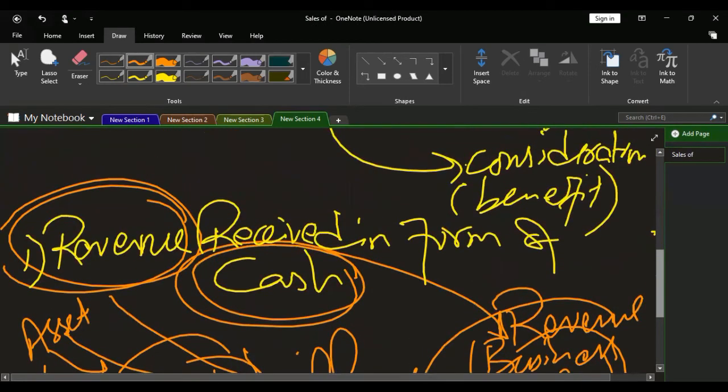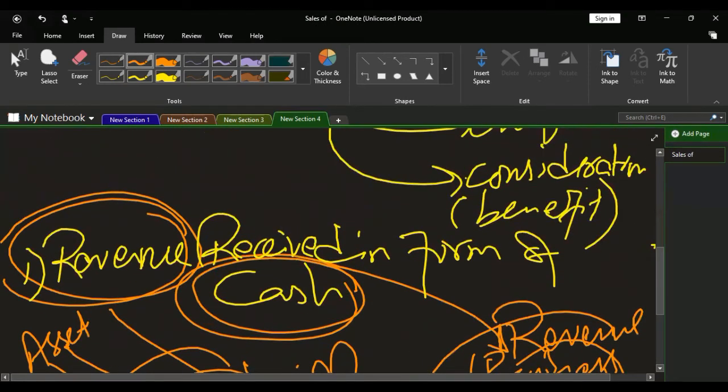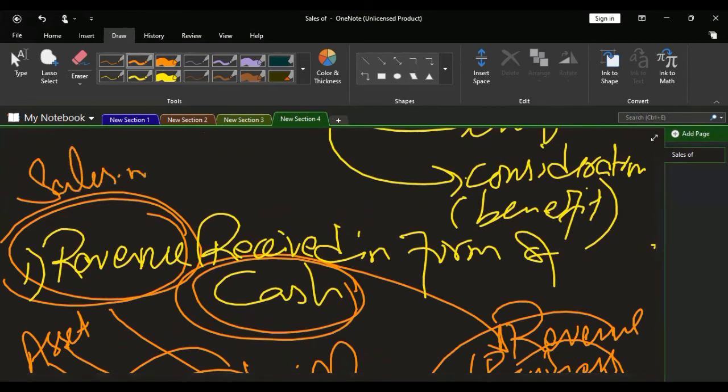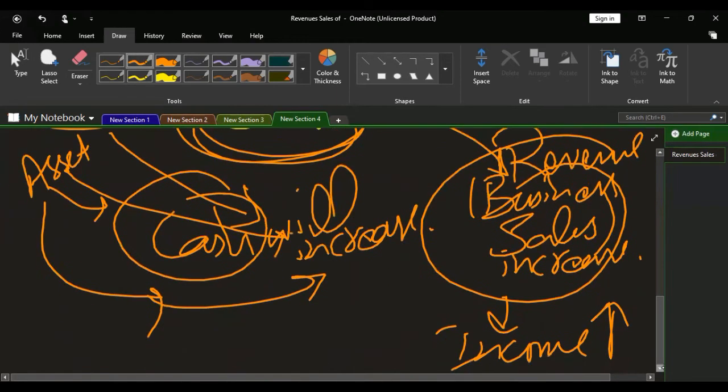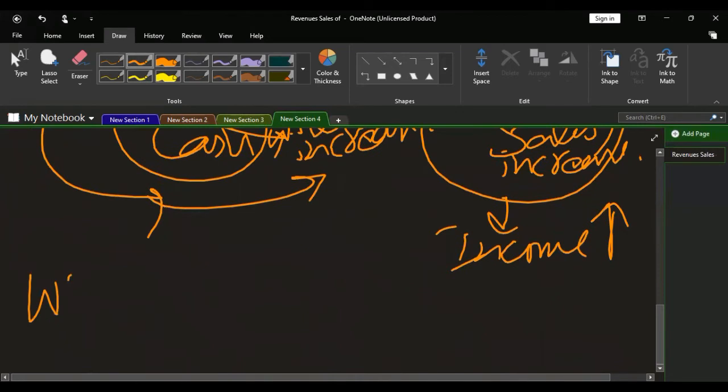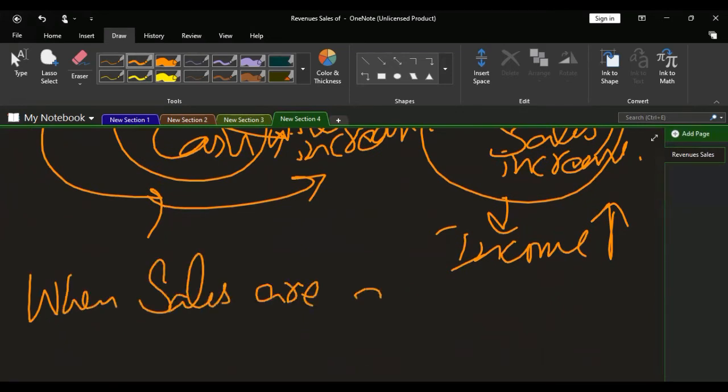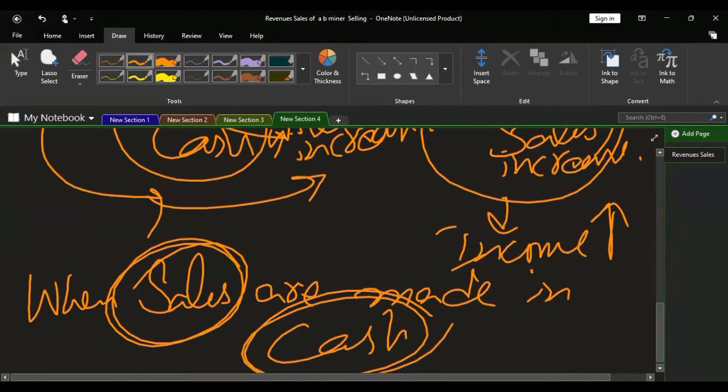When revenue is received in the form of cash, or sales are made to customers in the form of cash, or you simply say that when sales are made in cash, sales will increase and the cash will increase.